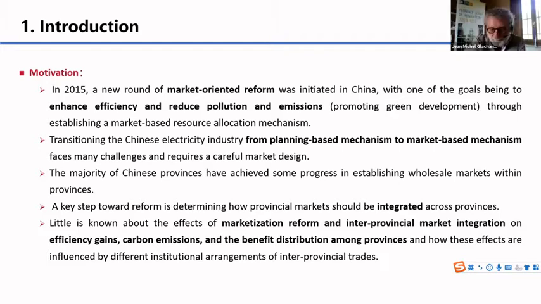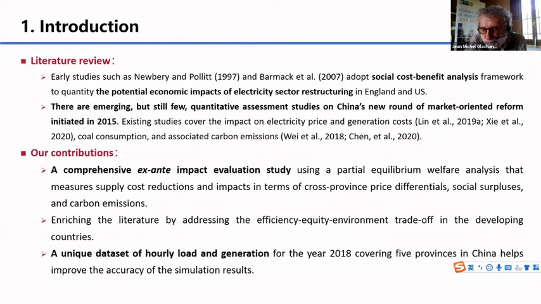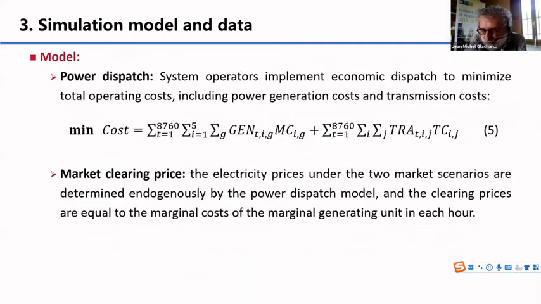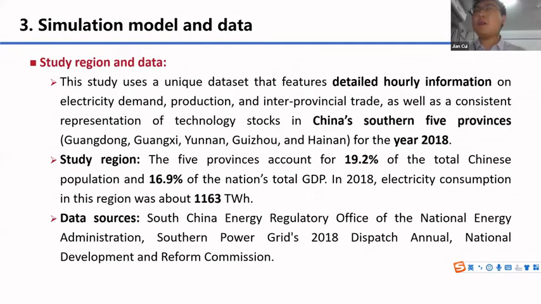Pardon? Are these five provinces acting as a single region? Does a regional energy authority exist, taking decisions? Yes. The electricity in the five provinces is governed by the southern grid. You mean the South China Energy Regulatory Office? Yeah, it's in charge of the five southern provinces. Okay, I understand. Hainan is an island. Is Hainan connected to the continent with a cable? Yeah, it's connected to the Guangdong province. Yeah.